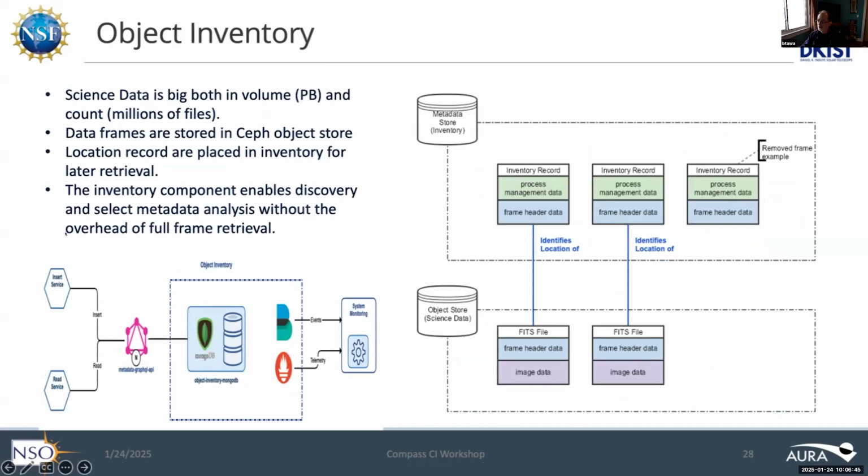So getting to the object inventory, science data is big both in volume and counts. The data frames, as I said, are stored in the Ceph object store. The location is stored in Mongo. The inventory component enables the discovery and select metadata analysis without the overhead of full frame retrieval. So we can take a look at the FITS headers and do things with the FITS headers, in terms of searching and so on, without having to retrieve the big files.